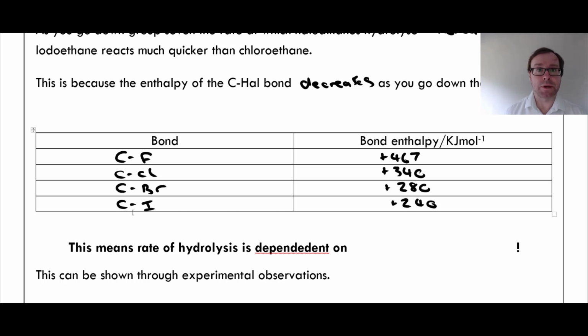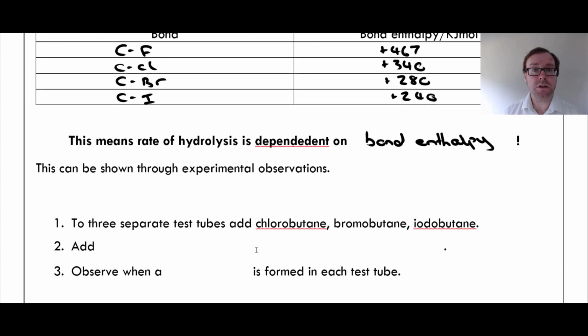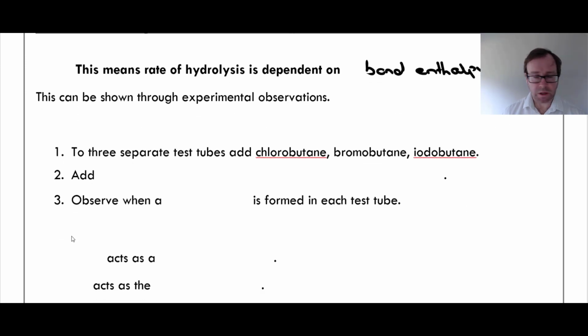the group, and because it requires less energy, the rate of hydrolysis, or the rate of reaction, increases. So what does that mean? This means the rate of hydrolysis is dependent on bond enthalpy, or the strength of the carbon halogen bonds. So we can show this through experimental observations. How do we do that?